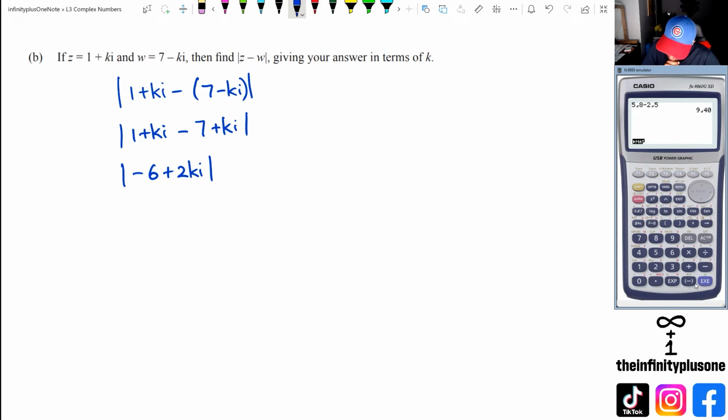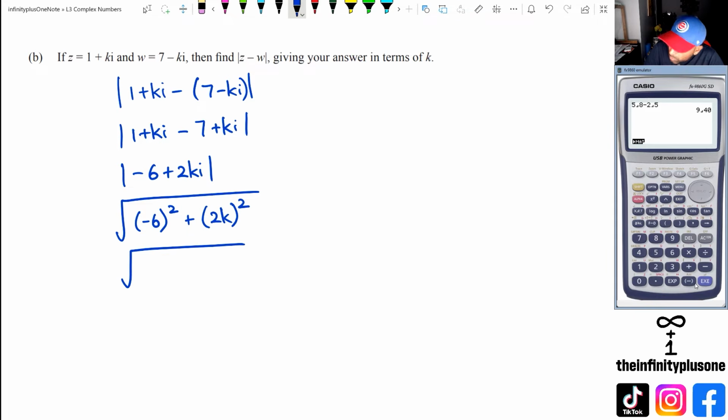And we want to find the modulus, so that means the real part squared, which is going to be negative 6 squared, plus the imaginary part squared, which is going to be 2k squared, and what we're going to get is square root of 36 plus 4k squared. 2 squared is 4, and then k squared is, well, that's just going to be that right there. There's nothing really you can do further than that. So grades wise, this question is worth an achieved as well.